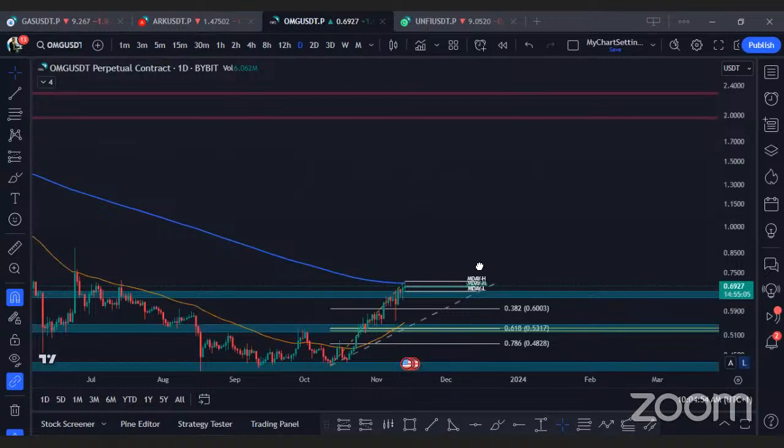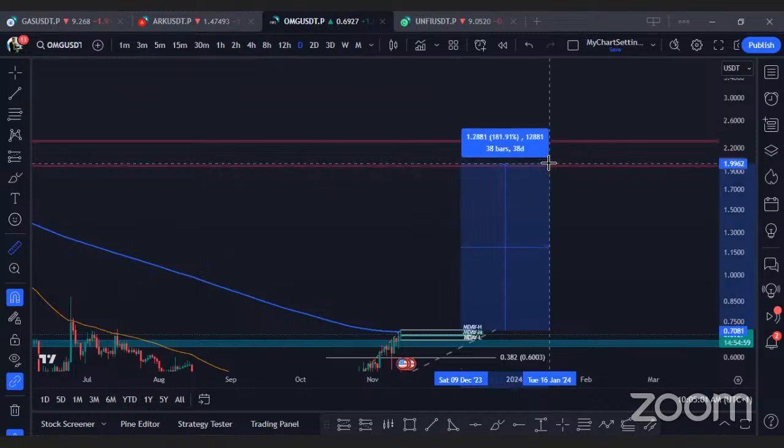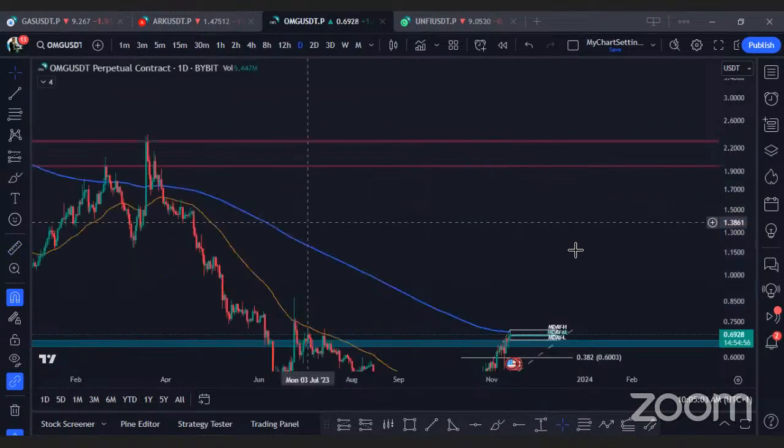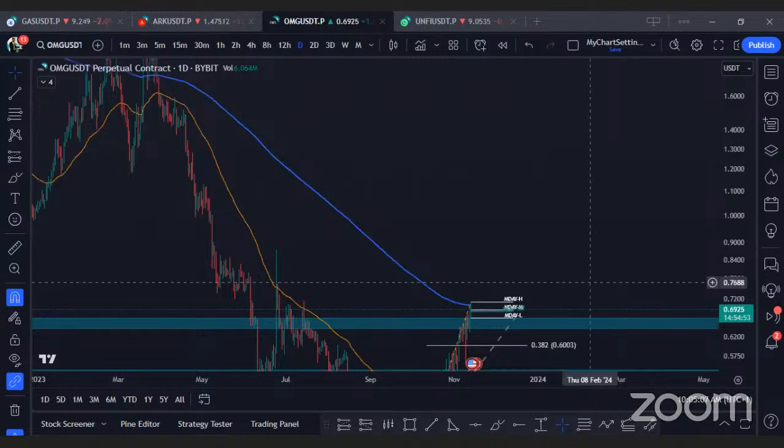So just imagine that you take a trade here with like a 10x leverage and eventually it goes up there. 180%. So yeah. Let's see how it goes. We pay attention to OMG and let's see how it goes for OMG too.